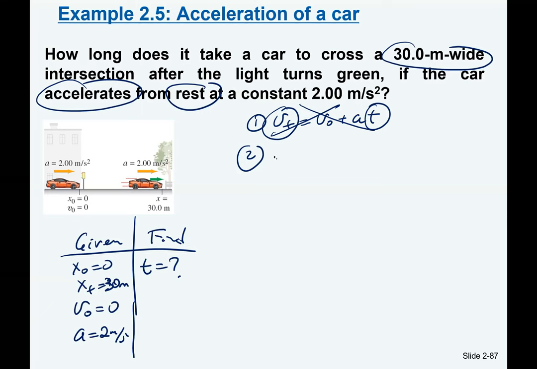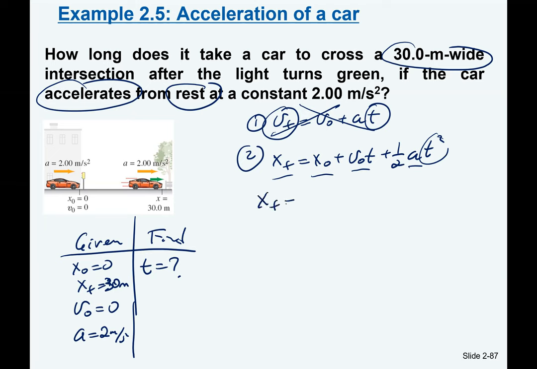Equation two, x final equals x initial plus v initial t plus 1/2 a t square. Can I use this? How many unknowns do I have? Well, I have this, I have this, I have this, I have acceleration. The only thing I don't have is the time. That means it's a good equation to use, and that's what we're going to do.